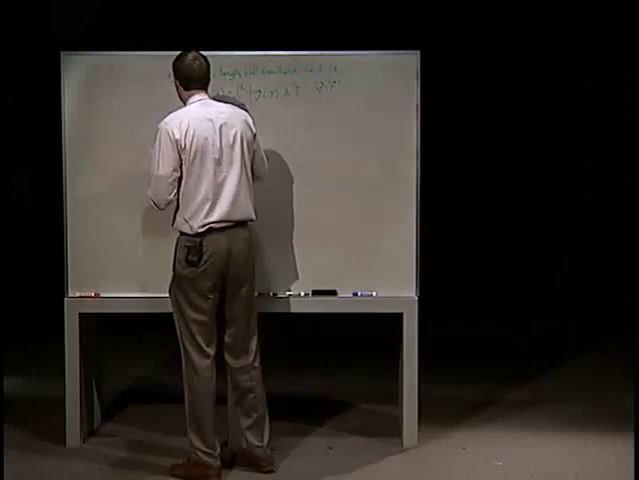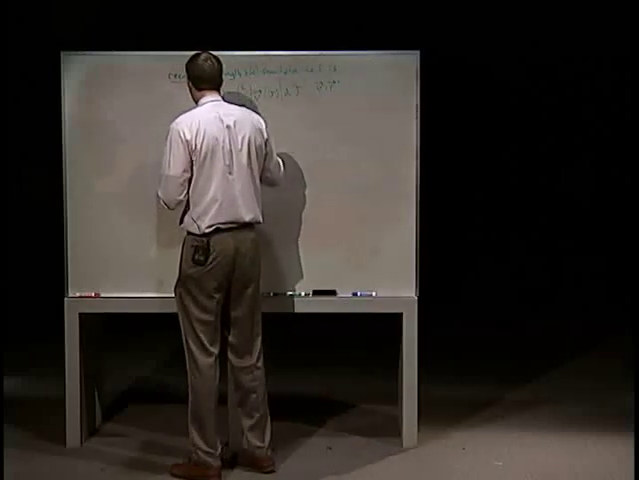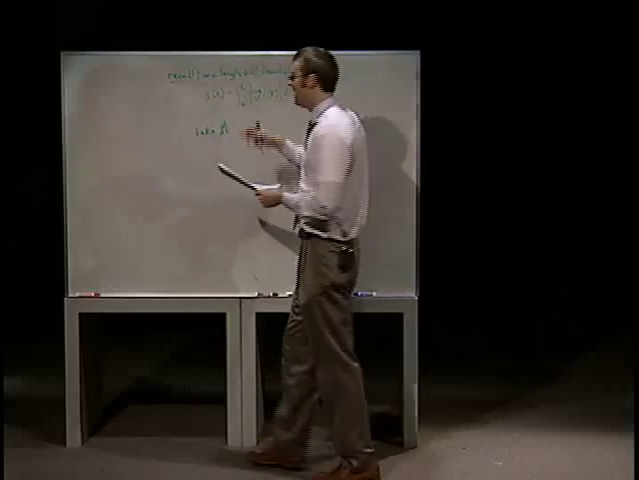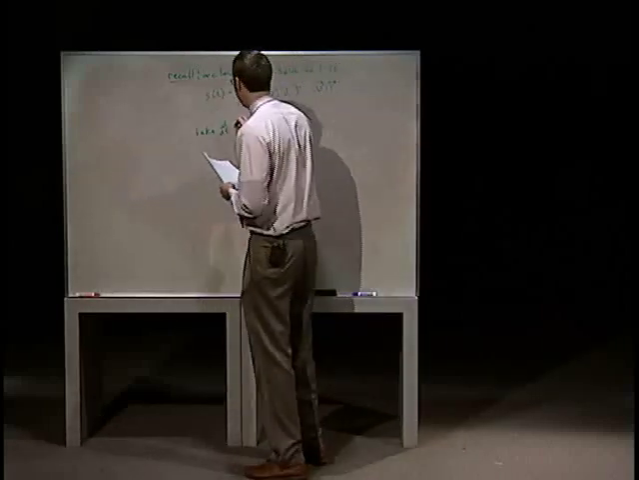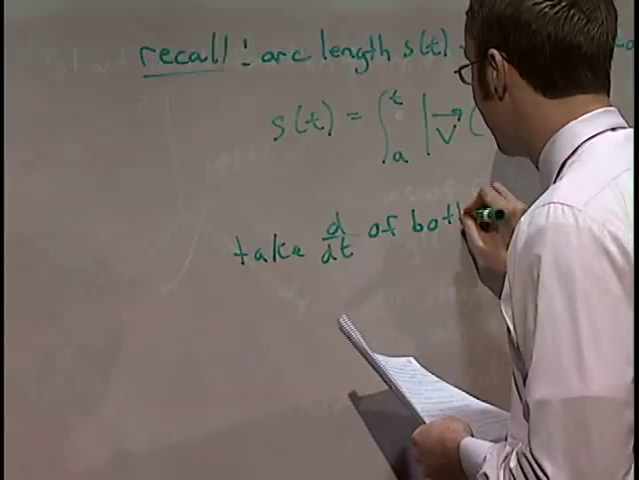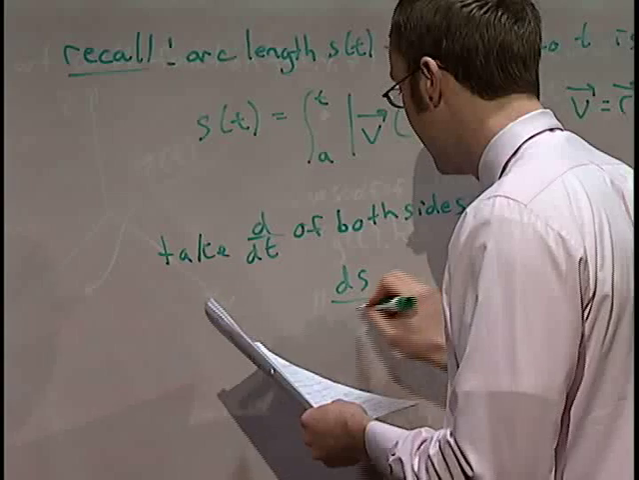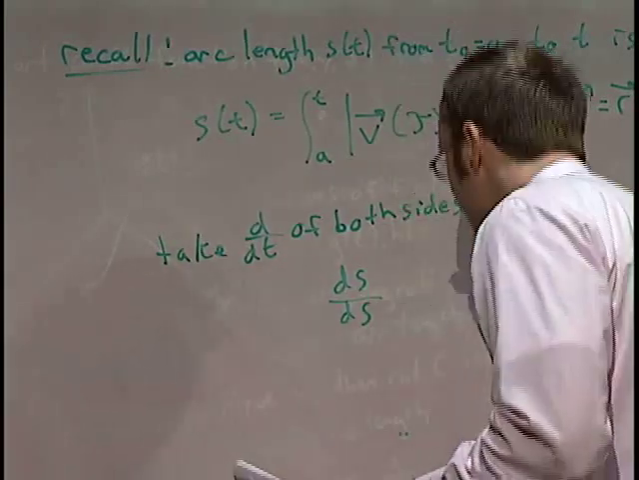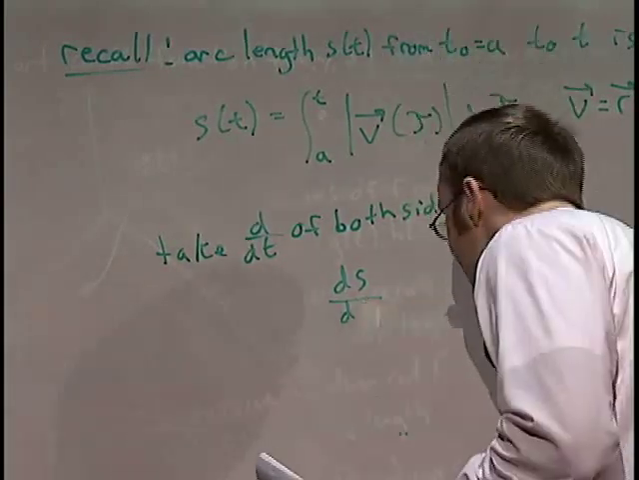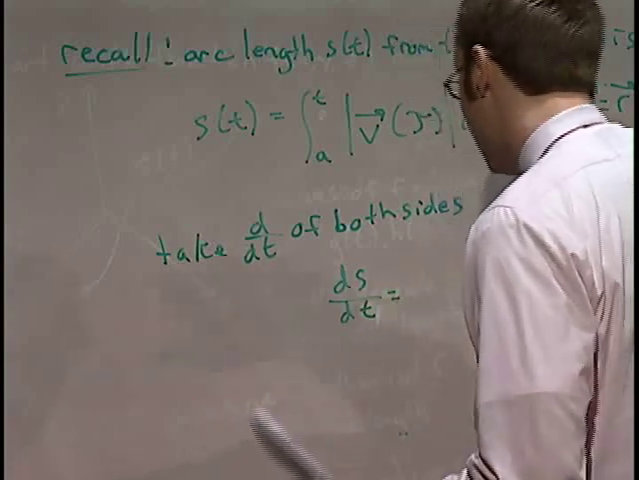All right. So we can differentiate with respect to t on both sides. So you take d dt of both sides of this, and what you get is ds dt on one side, right?